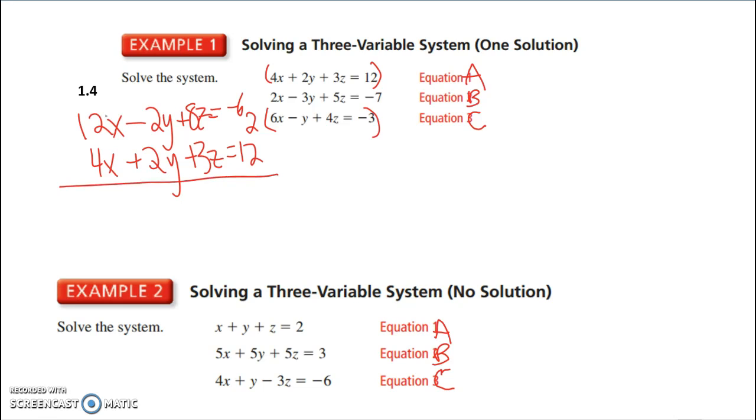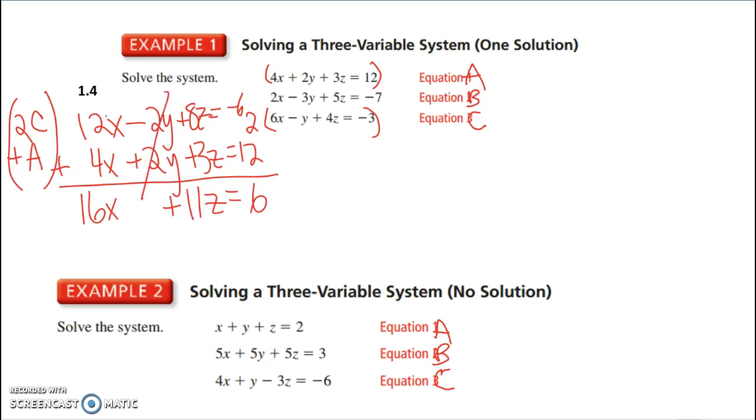Then I'm going to just combine like terms and add this going down. So I did 2 times equation C plus equation A. Okay, that's what I'm doing right now. So let's combine these terms going down. I'll get 16x, 2y's cancel, plus 11z equals 6. I'm going to call this equation D. So this is my equation D.